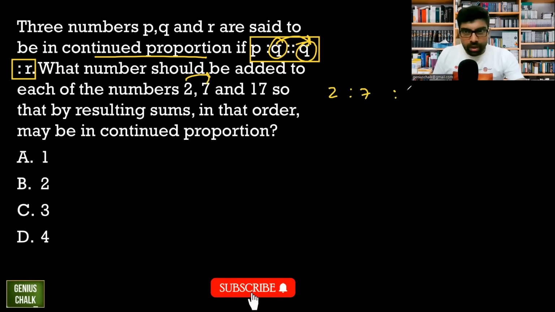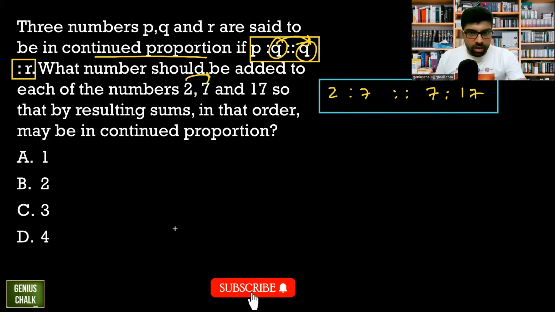So it has to be written like 7:17. Yes. So what number should be added to this? So this is my new proportion, right? 2:7, because it is saying that repeat this Q. You can see Q is repeating. So there we have the value of Q as 7 given here, because three numbers are only written. So this Q has to be repeated.